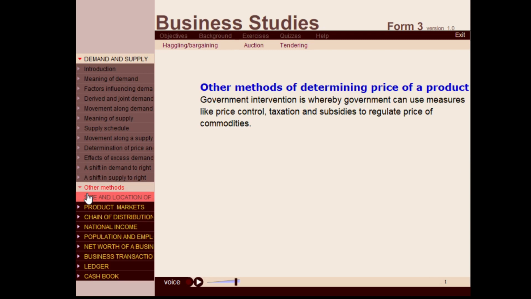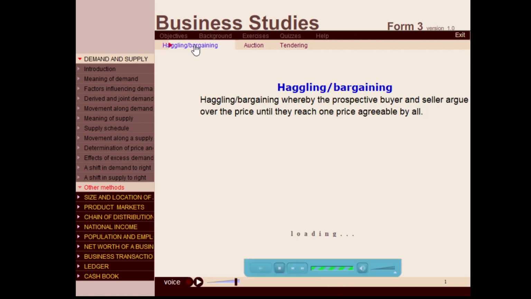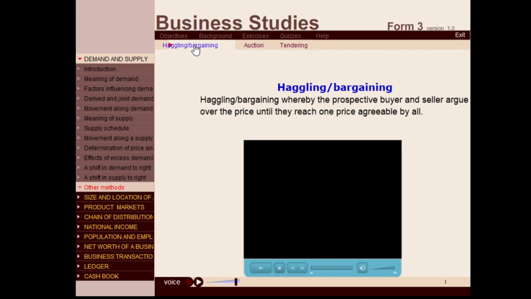Other methods of determining price of a product. Government intervention is whereby government can use measures like price control, taxation, and subsidies to regulate price of commodities. Haggling or bargaining is whereby the prospective buyer and seller argue over the price until they reach one price agreeable by all.